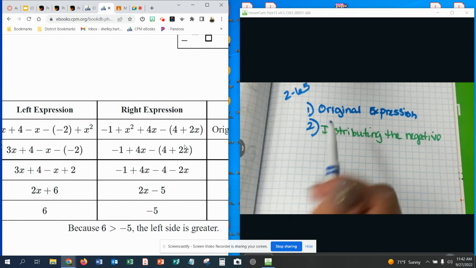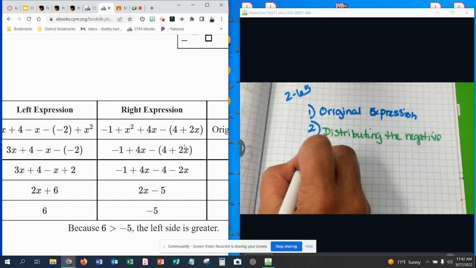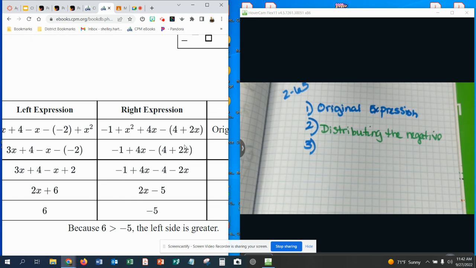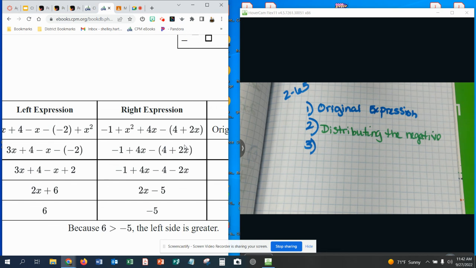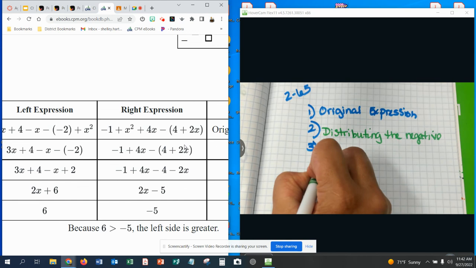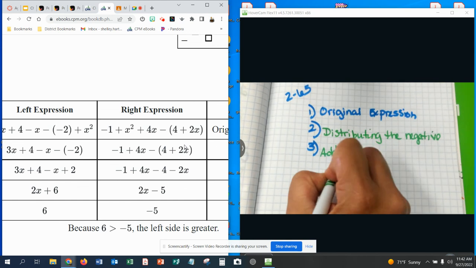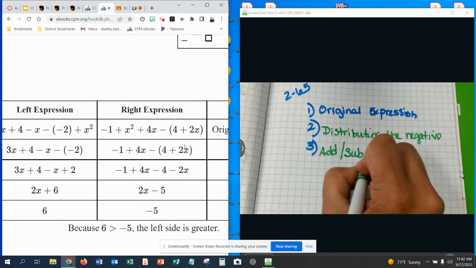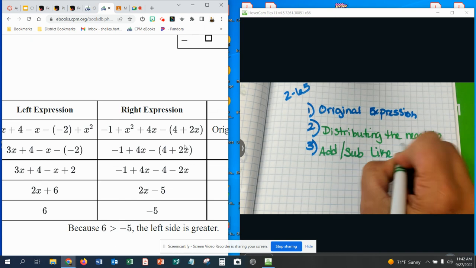All right, so let's take a look at number 3. Then what are they needing to do? You guys been doing this whole time. We're already simplifying the entire thing. Good job, Perez. We are adding or subtracting like terms.